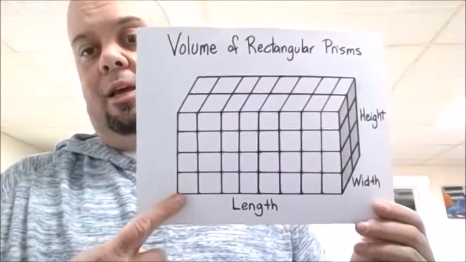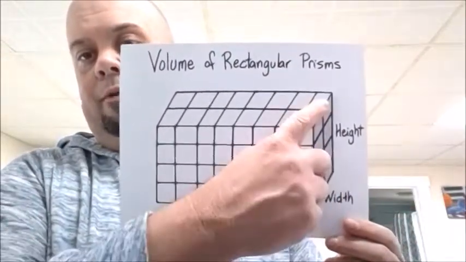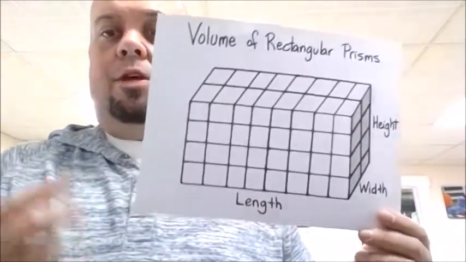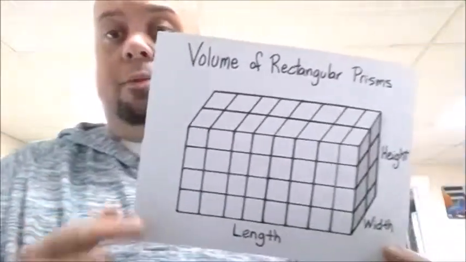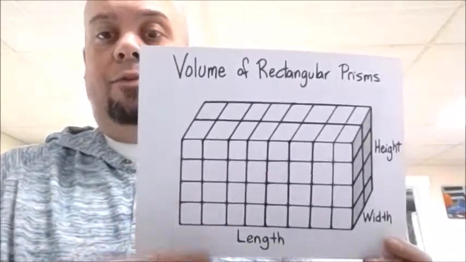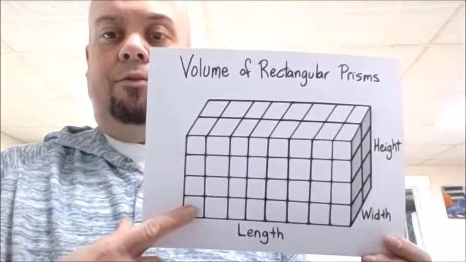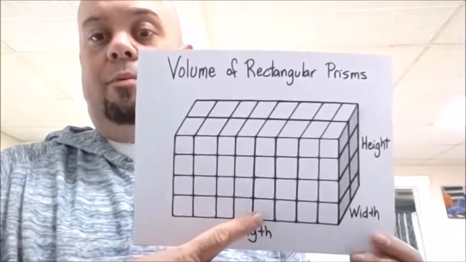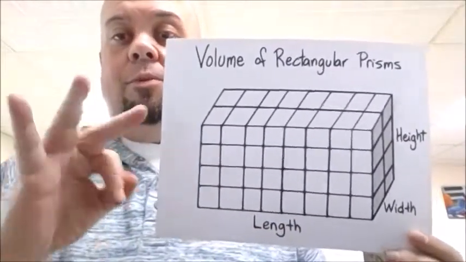So again, length is from left to right, width is from front to back, and height is from bottom to top. Length times width times height. And these would be measured in some form of measurement, whether it's centimeters, inches, yards, feet, miles. It could be any of those. So when you do your label, let's say each one of these was 1 centimeter. So 1 centimeter, 2 centimeters, 3 centimeters, 4 centimeters, 5, 6, 7, and 8 centimeters. When you do your label, since you're multiplying 3 dimensions, you would cube your answer.